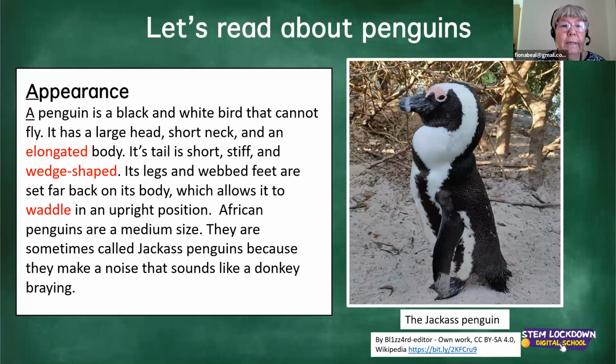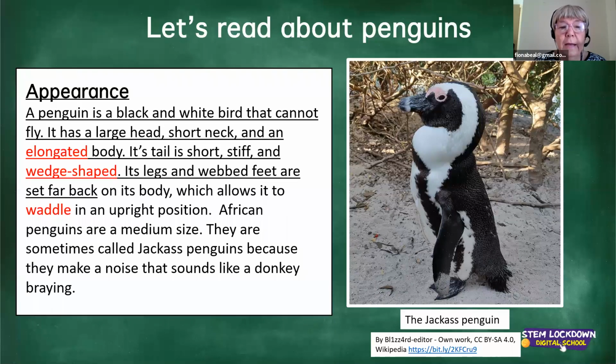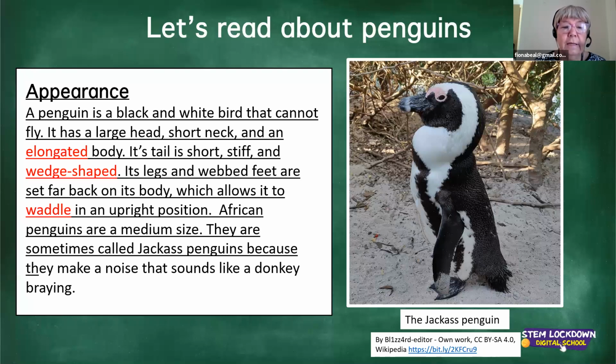A penguin is a black and white bird that cannot fly. It has a large head, short neck, and an elongated body. Its tail is short, stiff, and wedge-shaped. Its legs and webbed feet are set far back on its body, which allows it to waddle in an upright position. African penguins are a medium size. They are sometimes called jackass penguins because they make a noise that sounds like a donkey braying.